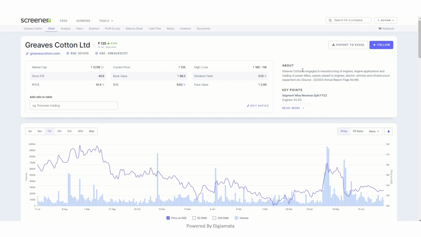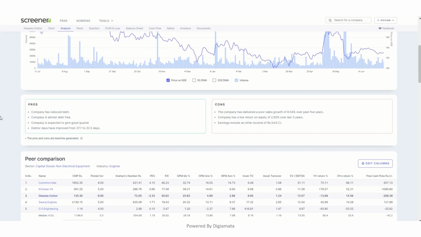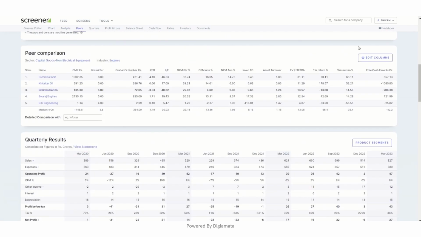Now Greaves Cotton is a company which engages in manufacturing engine applications, trading power mills, spares related to engines, electric vehicles, etc. Let's go down to the peer comparison table, and you can click on edit columns to get the columns of Piotrowski's score, Graham's number, and PEG ratio. These are some random columns, you can delete them if you want. So the Piotrowski's score for Greaves Cotton is 6. Okay, it's greater than 4.